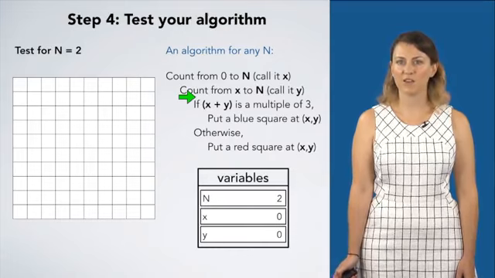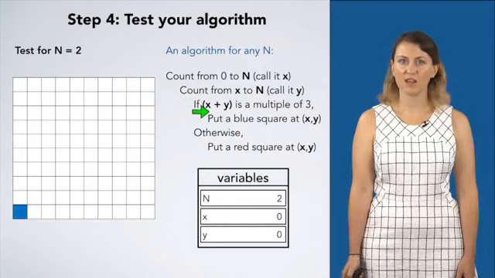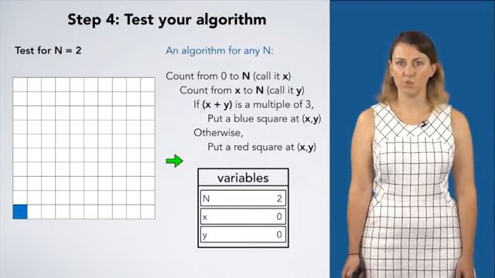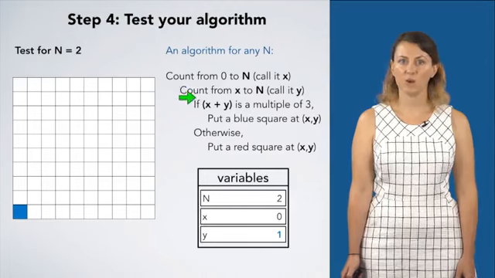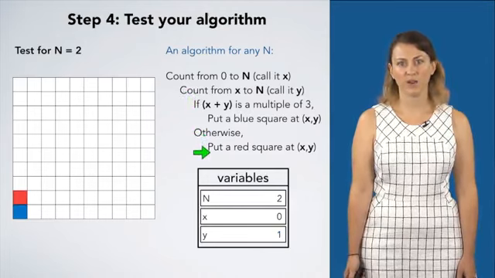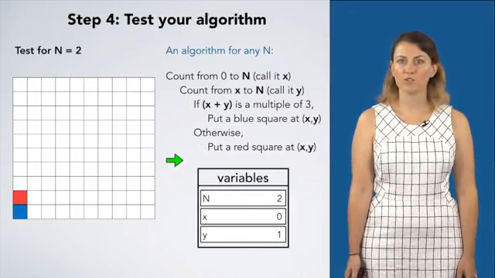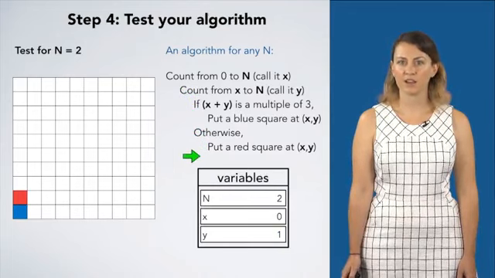Now we need to decide if x plus y is a multiple of 3. It is, so we go inside the if statement and put a blue square at 0, 0. Now there are no more steps for this iteration of y, so we continue counting with y equals 1. 0 plus 1 is not a multiple of 3, so we enter the otherwise clause and put a red square at 0, 1. There are no more steps for this y, so we'll count the next one.